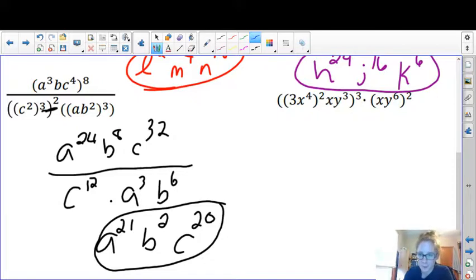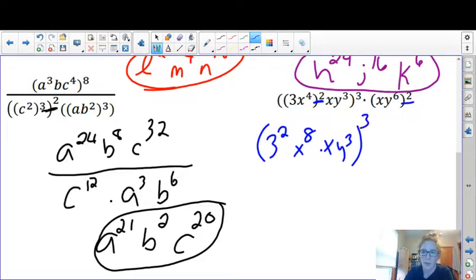All right, first we are going to bring that 2 in, and we can bring this 2 in. So I have 3 squared, x to the 8th times x, y cubed, quantity cubed, times, I guess we can drop those parentheses, x squared, y to the 12th.